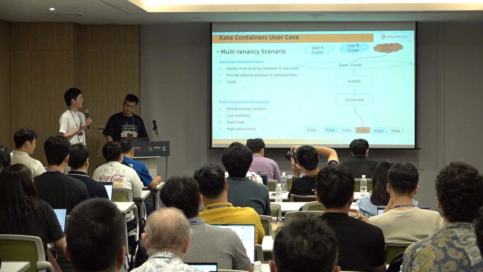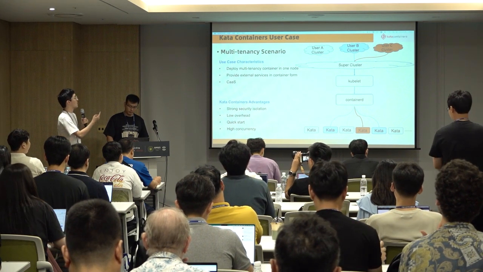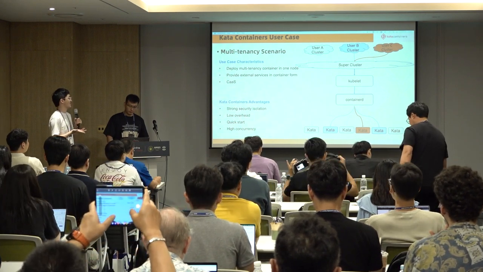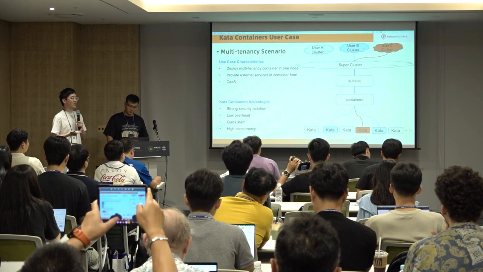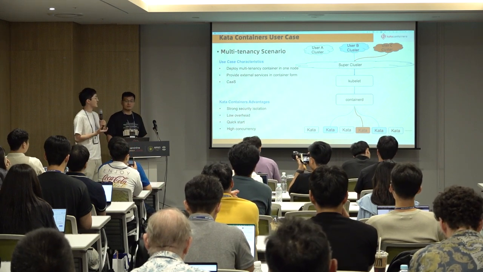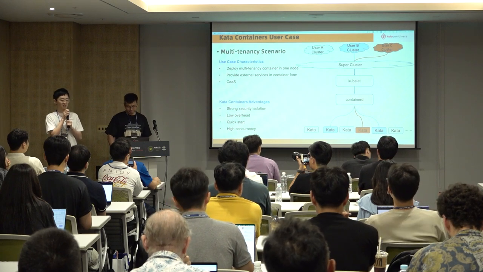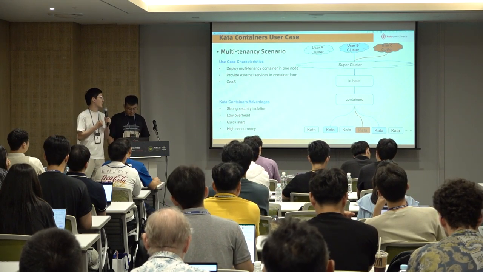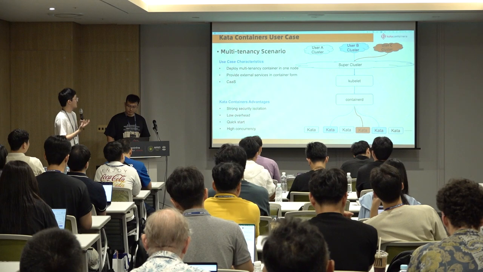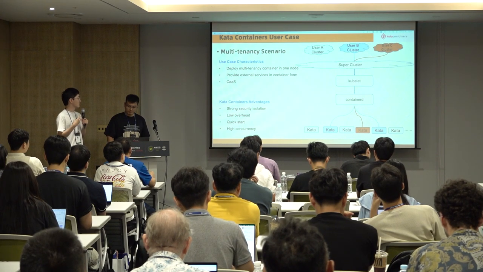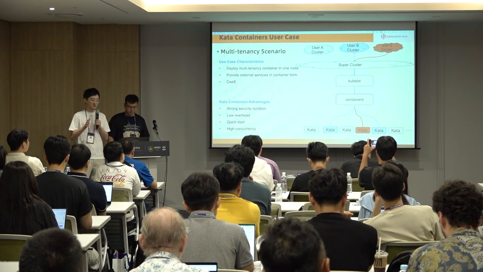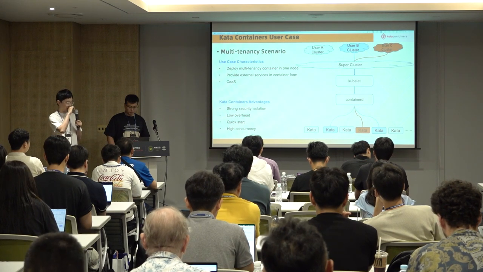In this use case, we can deploy multi-tenancy containers inside one node and provide external services in container form, which is called CaaS, container as a service. The advantages of Kata Containers are, first, strong security isolation, because we isolate the containers inside the light virtualization, so one bad user cannot affect others. Besides, we have the advantages of low overhead, quick start, and high concurrency, because we use light virtualization. It is not a very heavy virtualization like others.